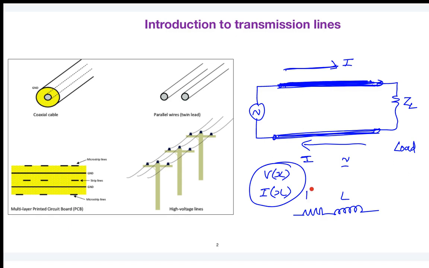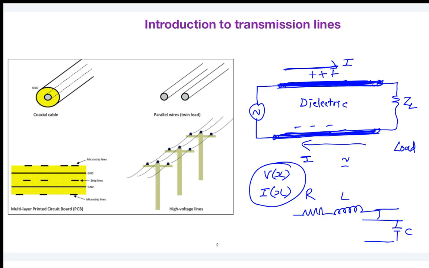Similarly, the current flows in this direction and takes the return path in the opposite direction. So we can assume that this conductor is positively charged and the return conductor is negatively charged. What will happen in this case? This is a positive conductor and this is a negative conductor, and in between there is a dielectric medium. So there is a capacitance across these two conductors, which I can model like this. This is my capacitor.